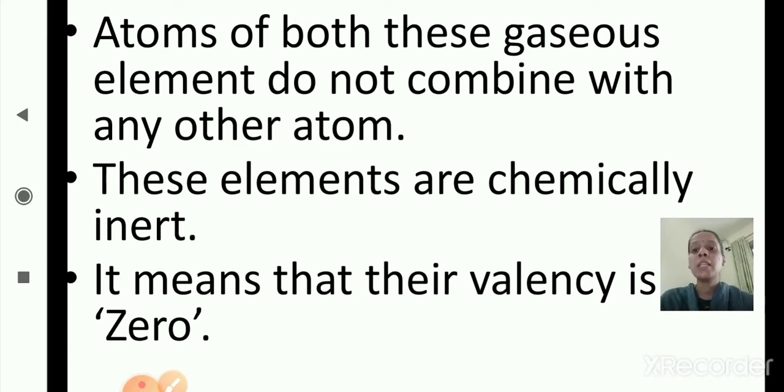So it means that their valency is 0. Why is their valency 0? Because their outermost shell is completed, be it a duplet or an octet. Already they have 8 electrons in the outermost shell, so their octet is completed, and because of this they are not sharing electrons, or taking electrons, or losing electrons from the outermost shell. So their valency is 0.